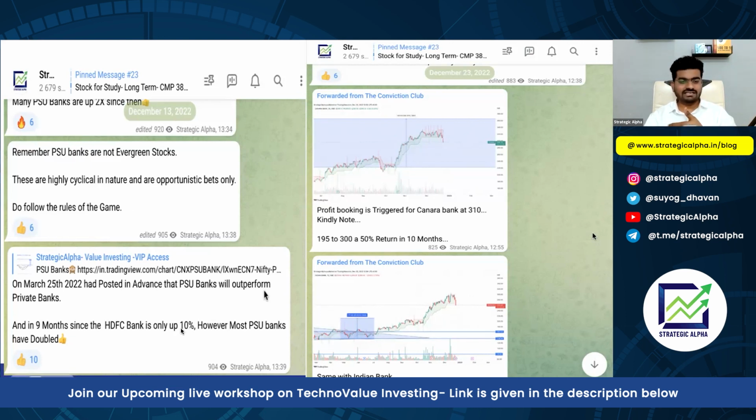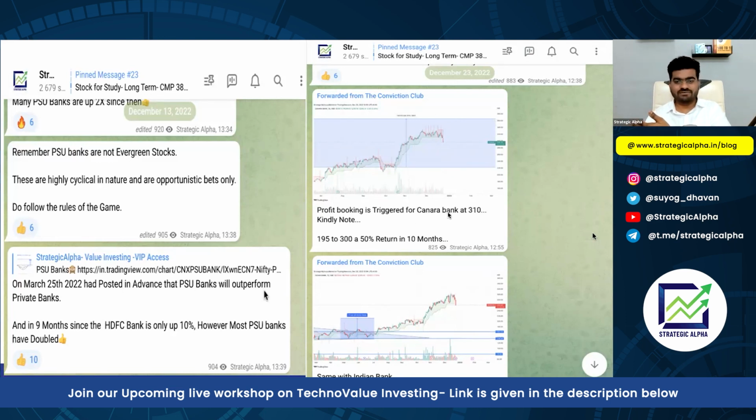And in 9 months, HDFC is up only 10%. Most of the PSU banks have doubled. So this is the time in March you would have shifted from private banks to PSU banks. So March to December was like 6-8 months, and on December 23rd, 2022 it was spotted. I said that now the rally is fizzling out. In 6 to 7 months, the stocks almost doubled.